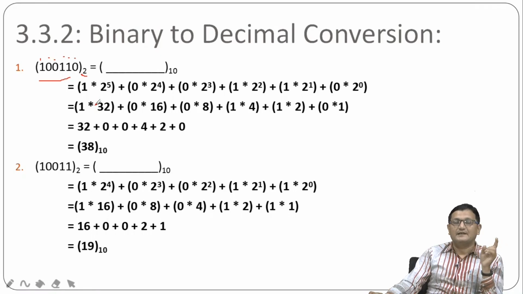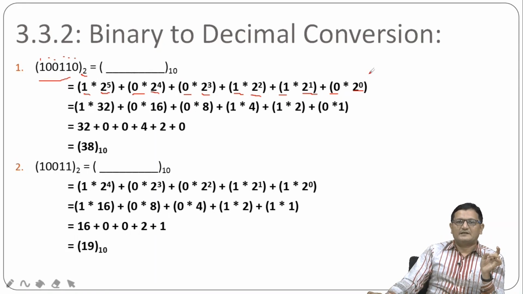Total digits are 6. If 6 digits are there, you need to start from 2 raised to 5. If n digits are there, you have to start with n minus 1. So, here I will start with 2 raised to 5, then 2 raised to 4, 2 raised to 3, 2 raised to 2, 2 raised to 1, and 2 raised to 0. Then here you need to write your binary. What is the binary? 1 0 0 1 1 0.